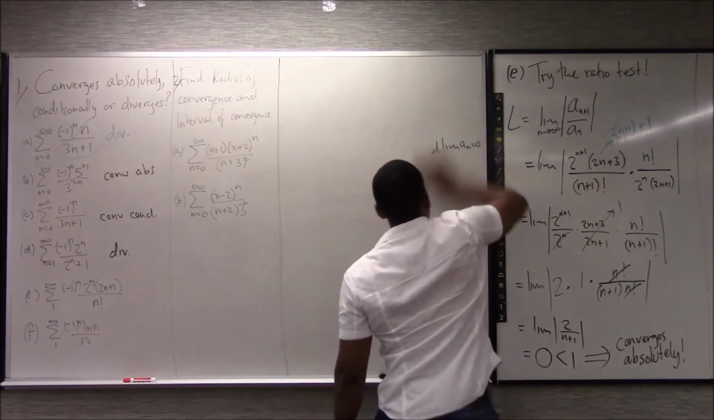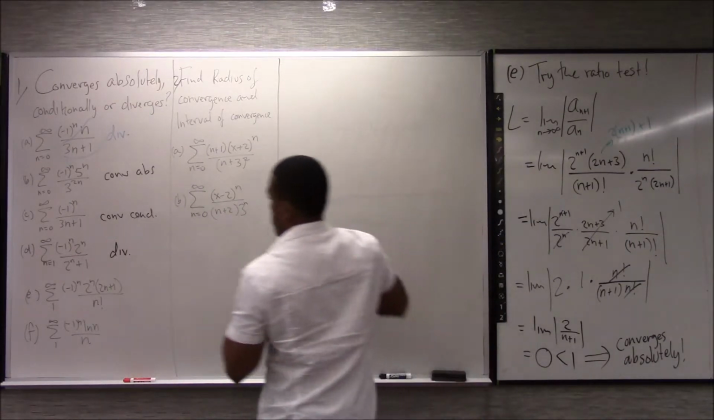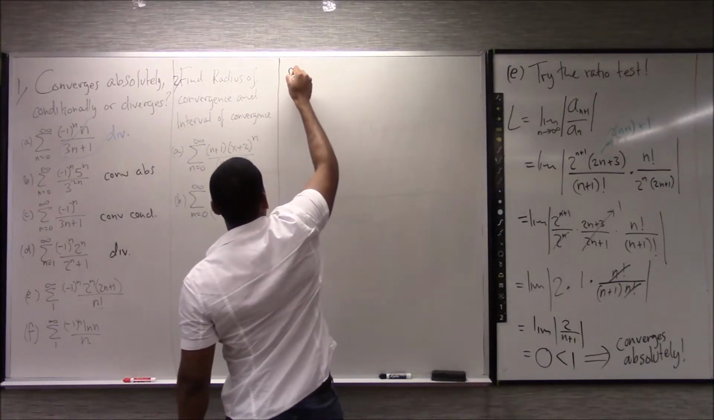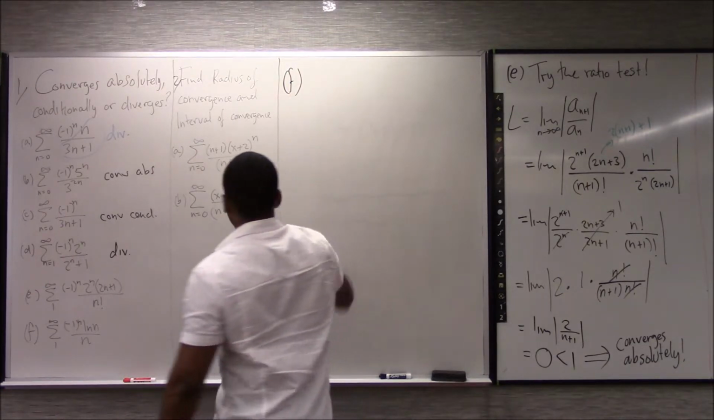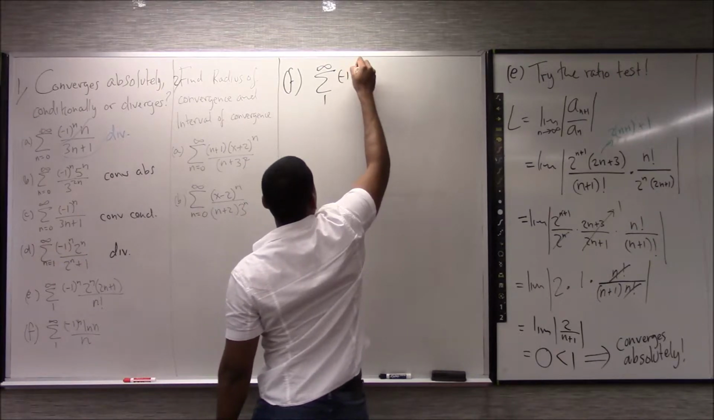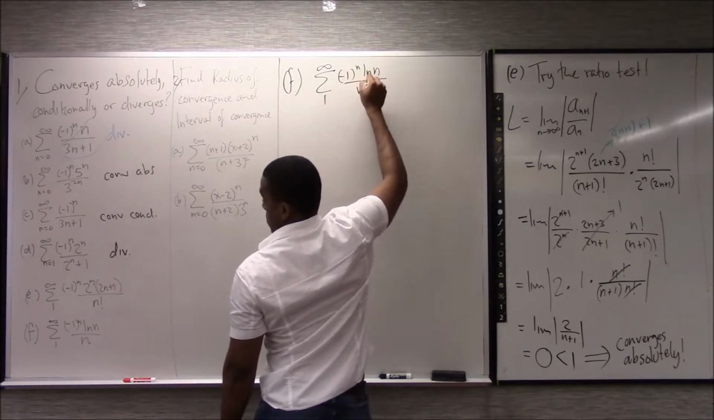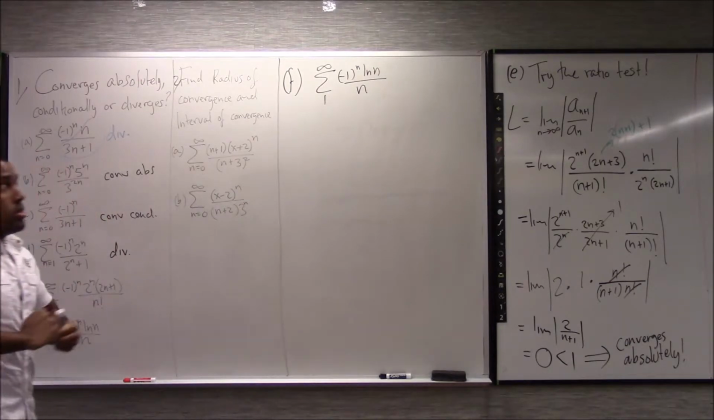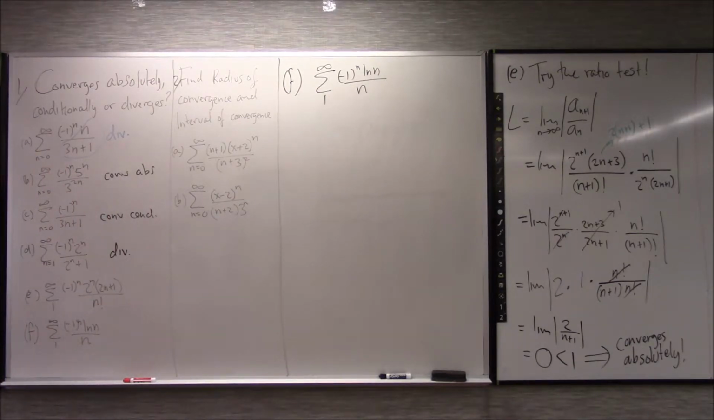Okay, let's look at the last one, F. The sum to infinity of (-1)^n ln n over n. So what are you thinking here? Can you see that it's greater than 1 over n? I was thinking the integral test. Come again? The integral test?